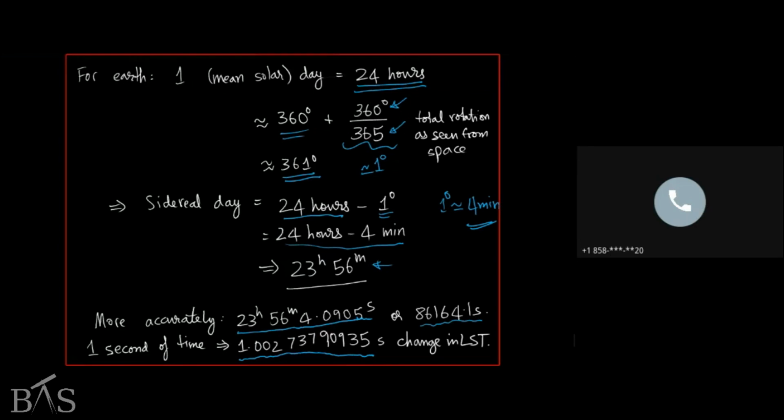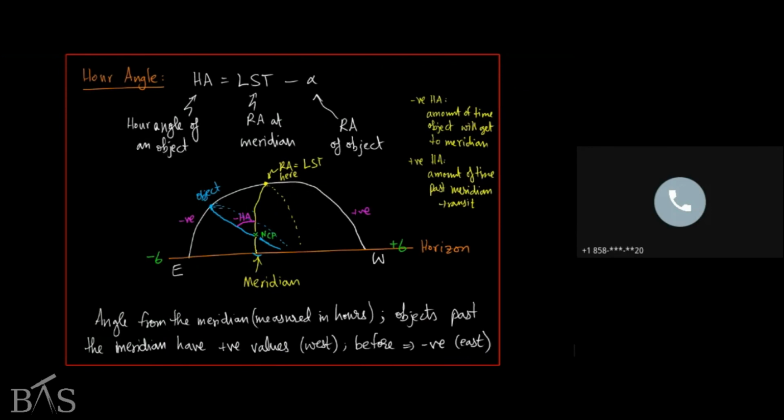Okay. Final two slides. I guess this is the final concept pretty much. We define something called hour angle, which is just defined to be local sidereal time minus alpha. It's a way of measuring how far the RA of some object is from the local sidereal time. So let us say this is an object. This is the RA semicircle on which it is. And this is your meridian. So the RA on the meridian is the local sidereal time. And this difference is what we call the hour angle of the object.